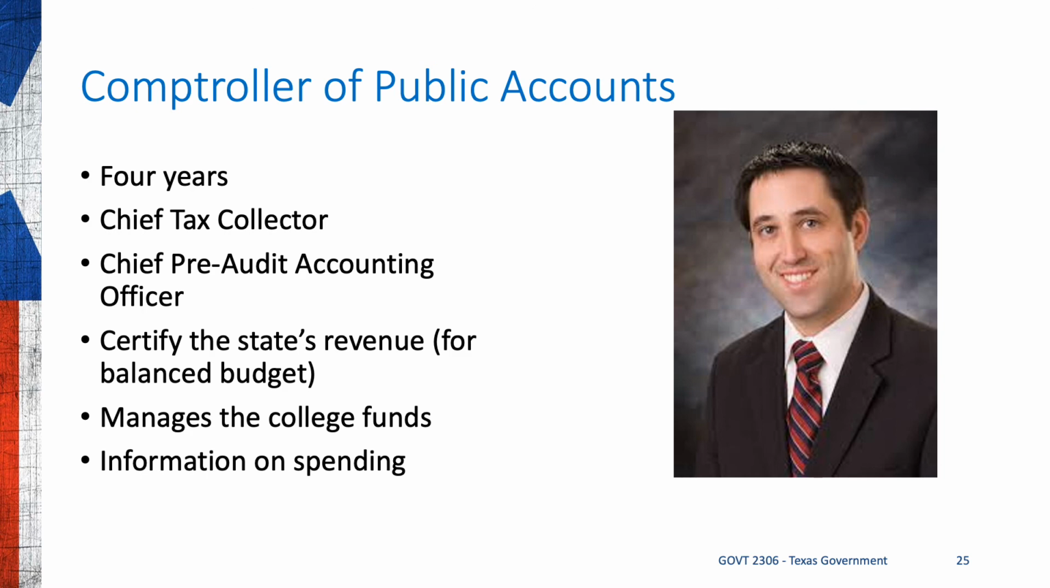Okay, the Comptroller of Public Accounts. This is Glenn Hegar. He served for 4 years. He's the chief tax collector in Texas. He is the chief pre-audit accounting officer, so the accounting officer that's not an auditor. He certifies the state's revenue for the balanced budget. So he says how much revenue Texas has, because that's the limit to the amount of money that Texas can spend. He manages the college funds and provides information to the other branches of government and also within the executive branch on the money, public money and spending.